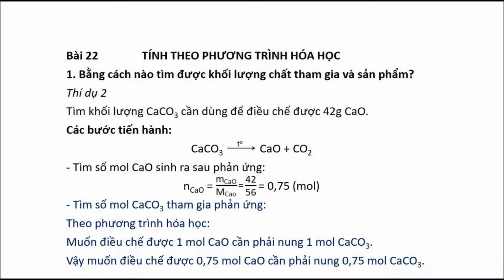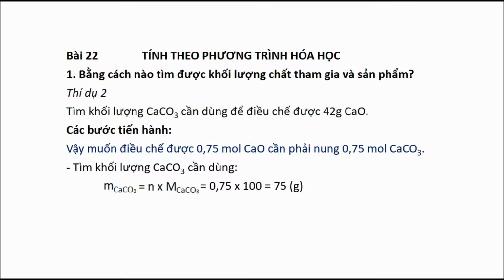Find the number of moles of CaCO3 used in the reaction. From the chemical equation, 1 mole of CaCO3 should be calcined to prepare 1 mole of CaO. Thus, 0.75 mole of CaCO3 should be calcined to prepare 0.75 mole of CaO. Calculate the mass of CaCO3 needed. mCaCO3 equals n multiplied by MCaCO3 equals 0.75 multiplied by 100 equals 75 grams.